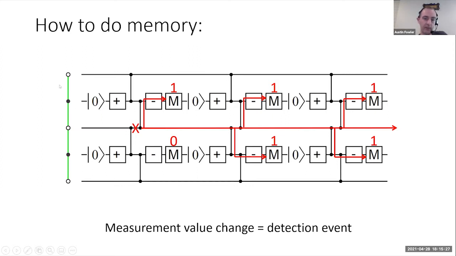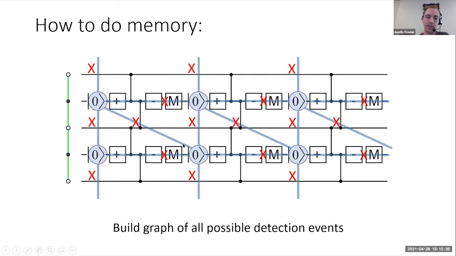The fact that this went from 0 to 1, this is a detection event here. So what can we do with that?